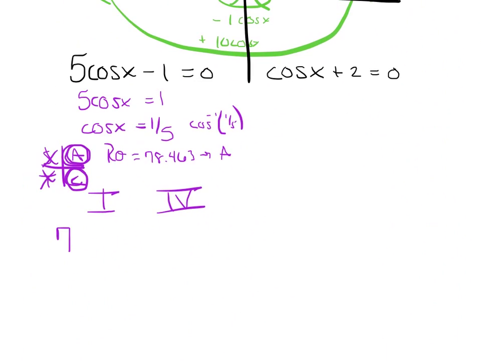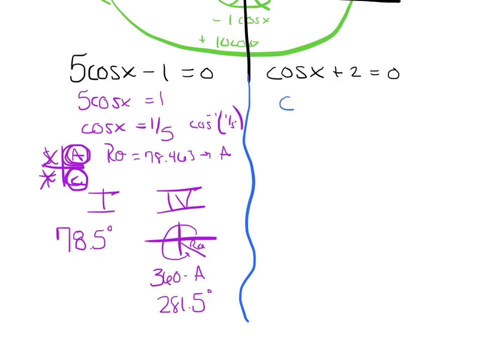So that's going to get me 78.5 degrees. And in quadrant 4, here's my reference angle, so I need that whole thing. So that's 360 minus A. Gets me 281.5 degrees. Okay, on the other side, I'm going to say cos x equals negative 2.